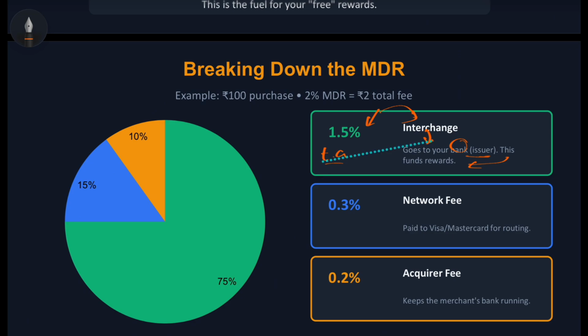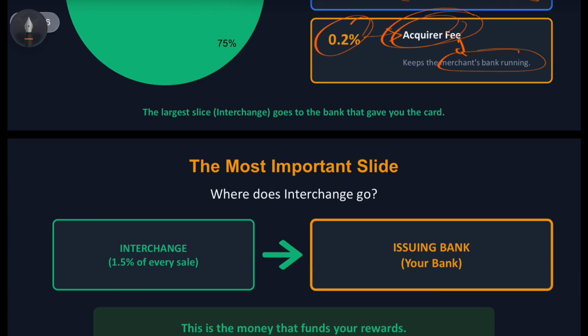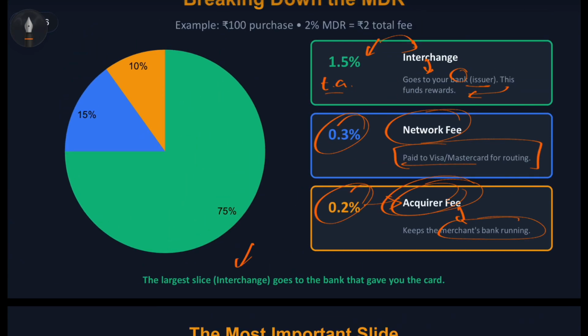So 1.5%, basically 15 rupees, when the consumer buys those shoes, goes directly to the customer's bank. 0.3% goes to the network fees, and 0.2% goes to the acquirer fees. This is basically the merchant's bank. It helps the bank that is accepting the payment keep running, and network fees are paid to Visa and MasterCard for routing all the information.